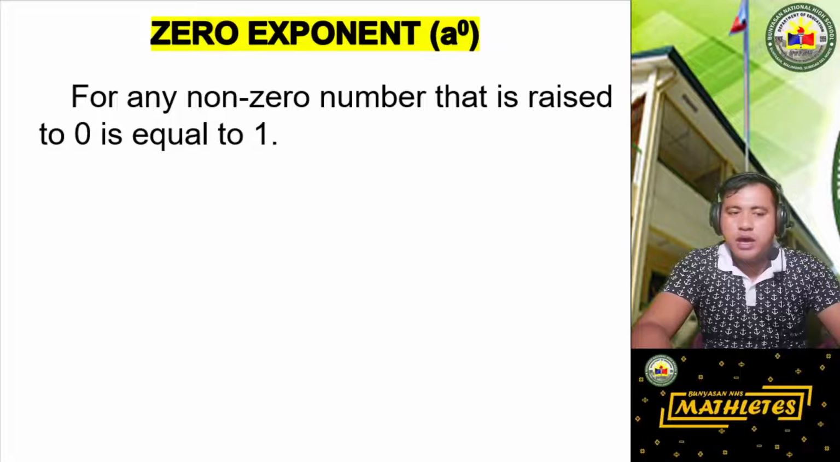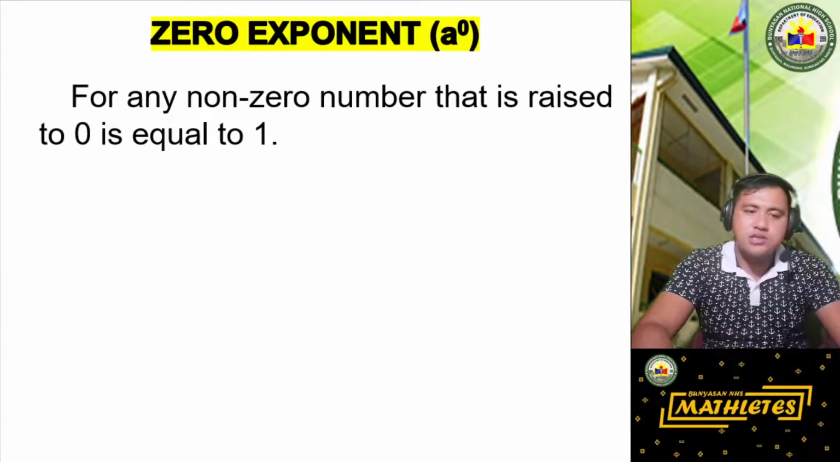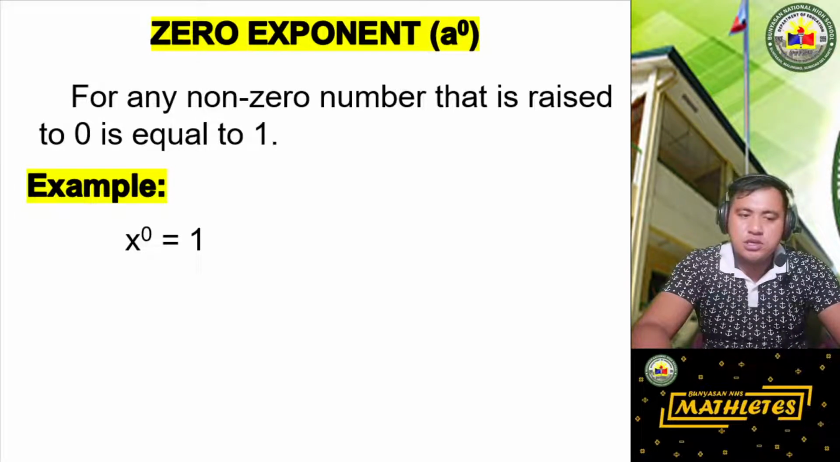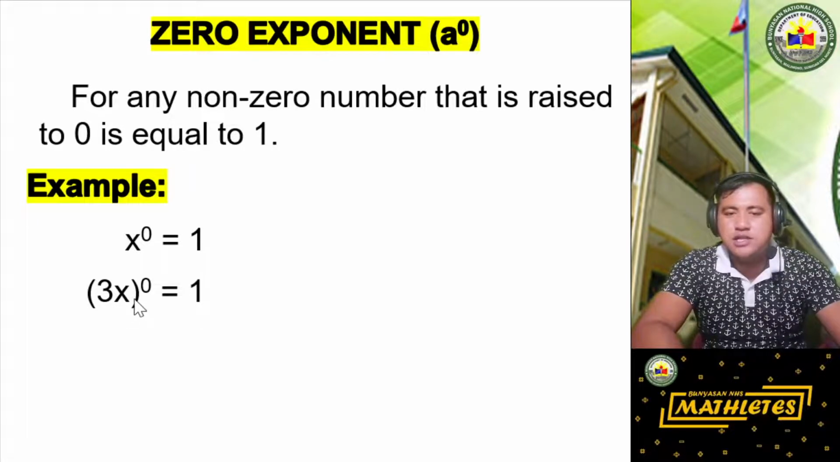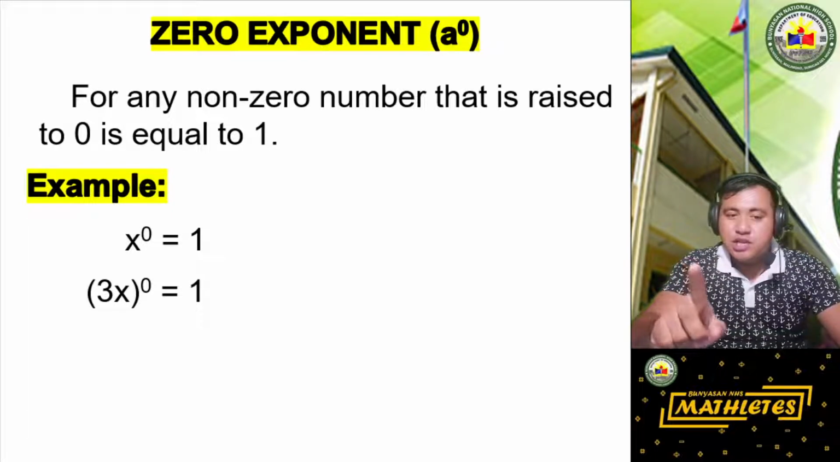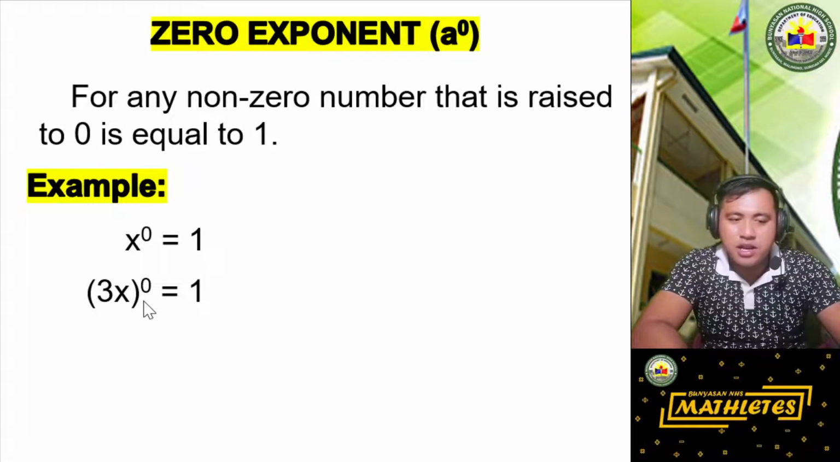So, for any non-zero number, any number except 0, that is raised to 0, it will always equal 1. For example, x raised to the power of 0 is equal to 1, correct? And if we have parentheses, it means that any number found inside the parentheses will be treated as 1. Tratatuhin siya na isa. Ibig sabihin, ang lahat ng nakasulat sa parenthesis ay ma-raise to 0.